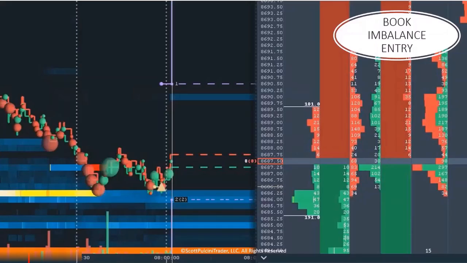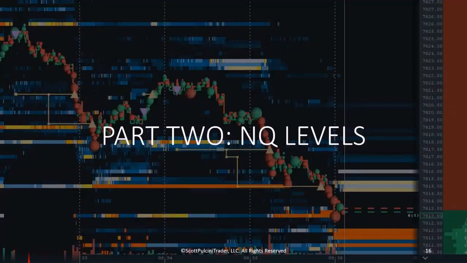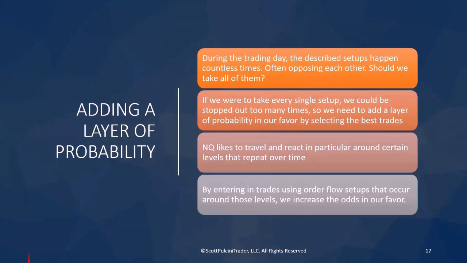Okay, so next up, let's talk about the NQ levels. Where does NQ like to trade? Where do you usually find the liquidity and the levels where to take action? This is going to add a layer of probability in our favor, because during any trading day, those setups, those patterns that we've just watched, happen countless times.